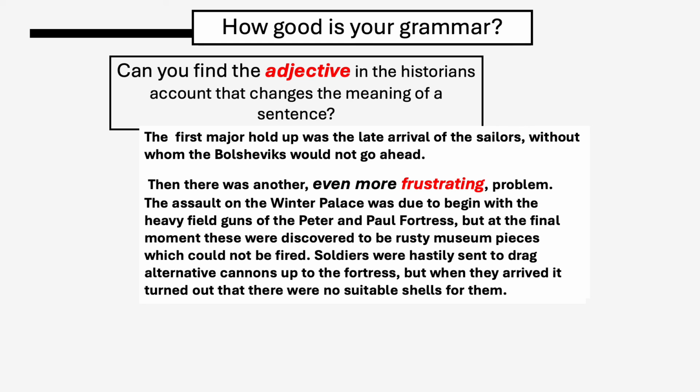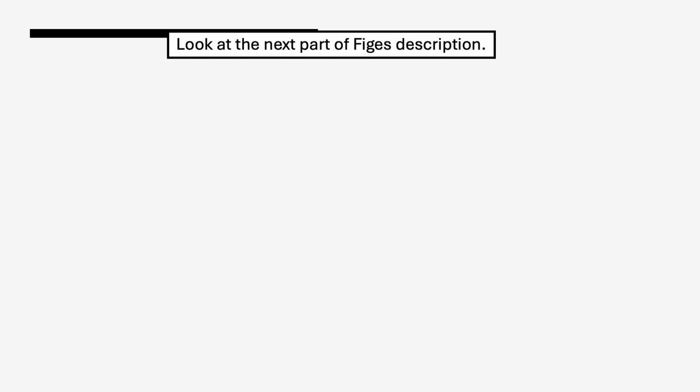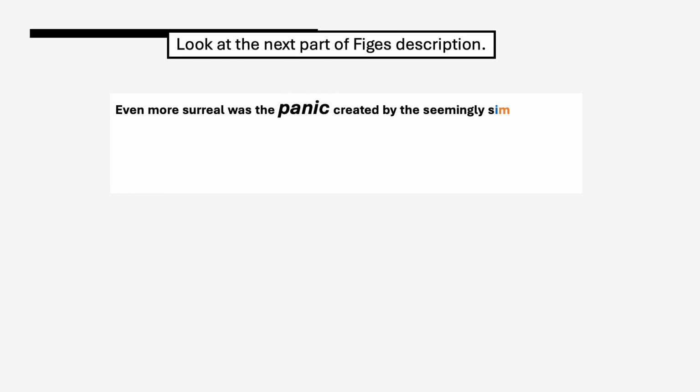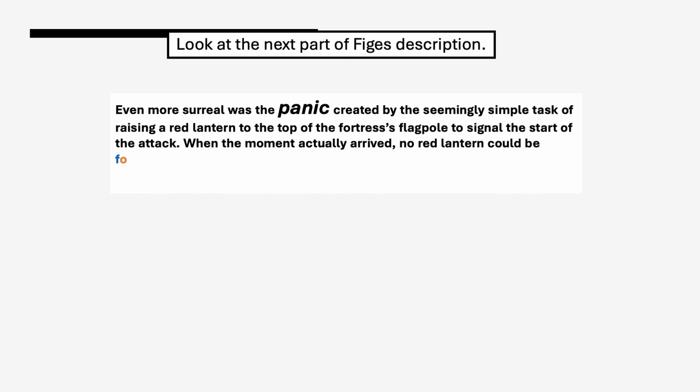So this statement that it was even more frustrating for the Bolsheviks is really Figes' inference and not necessarily a statement of fact. How did he know that this was even more frustrating than the late arrival of the sailors? Then we look at the next part of Figes' description. He writes: even more surreal was the panic created by the seemingly simple task of raising a lantern to the top of the fortress's flagpole to signal the start of the attack. When the moment actually arrived, no red lantern could be found.